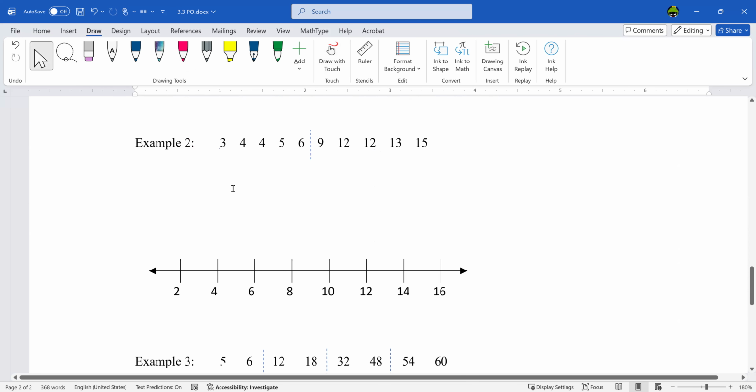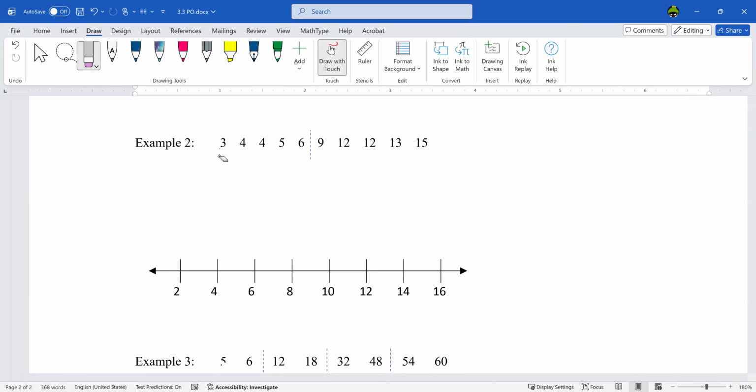If I take a look at example number two, once again, find the easy things first. My maximum is 15. My minimum is 3. 1, 2, 3, 4, 5, 6, 7, 8, 9, 10. So there is no middle. So I count 5 from the left. I count 5 to the right. The median is going to be between 6 and 9. And if you want to know what's between 6 plus 9, 6 plus 9 is 15. Divide by 2, my median turns out to be 7.5.